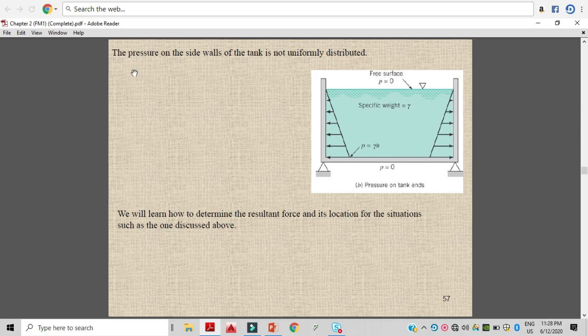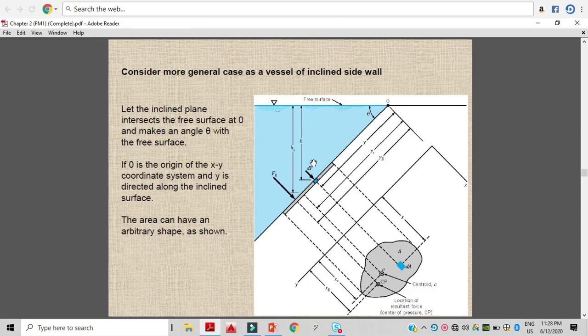So here the pressure on the side wall of the tank is not uniformly distributed. We will learn how to determine the resultant force and its location for situations such as the one discussed here, okay. So let's move on to the next slide.